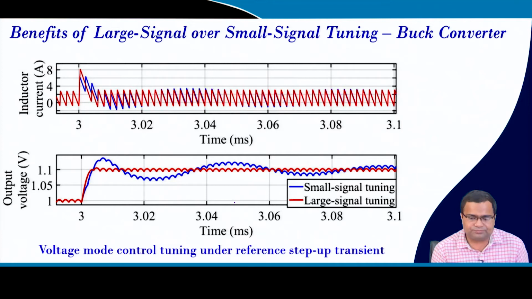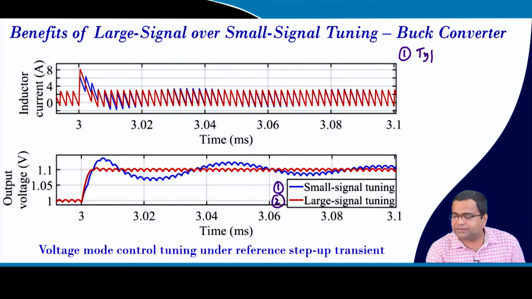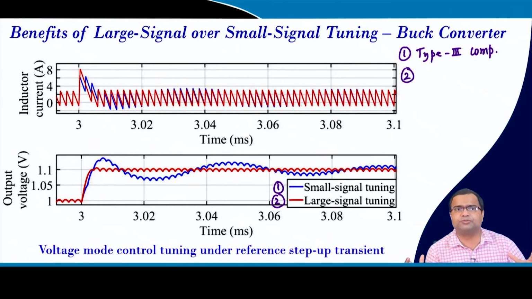Now, if we go for a voltage mode control reference transient, in the first case, number 1, we are using a type 3 compensator, because we saw a type 3 compensator can achieve better bandwidth with 1/10 of the switching frequency with model matching. And in number 2, it is simply a PID controller.